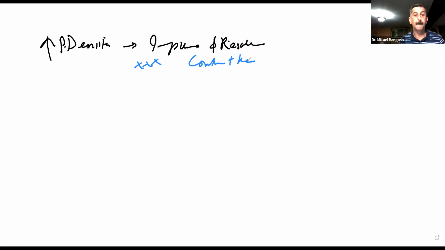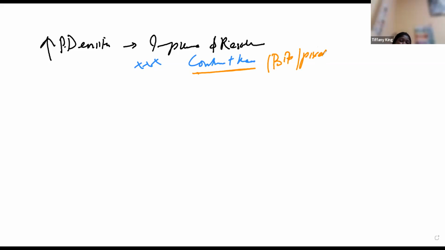I have a question. Why wouldn't it increase the contrast resolution? Because the contrast resolution is going to be wholly and solely determined by the number of bits per pixel. Did that make sense? Yeah.